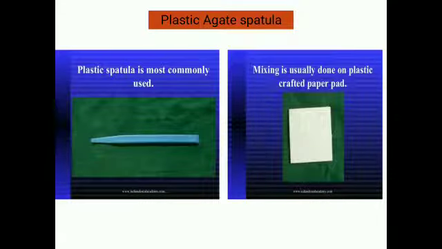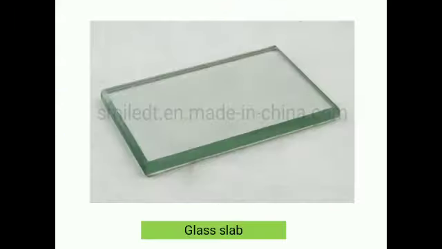Plastic and agate spatula. Plastic spatula is mainly used for GIC mixing. With the help of mixing, it is usually done on plastic graphite paper pad. Glass slab is used for mixing the zinc oxide eugenol paste and powder.